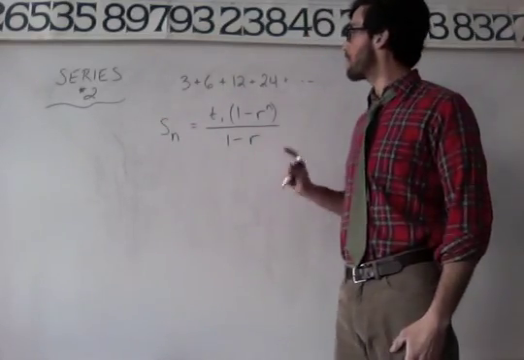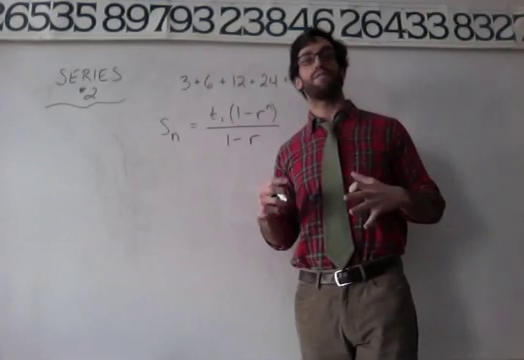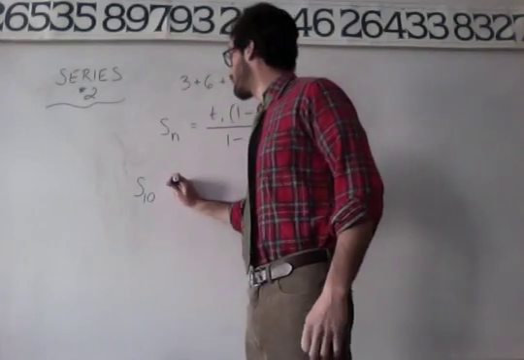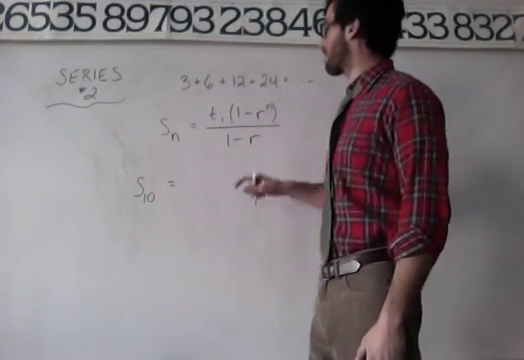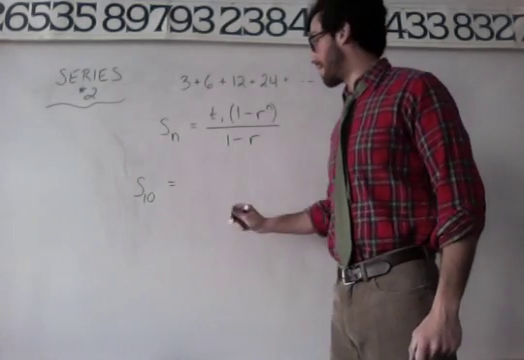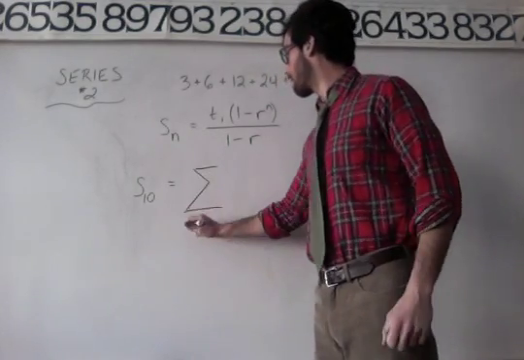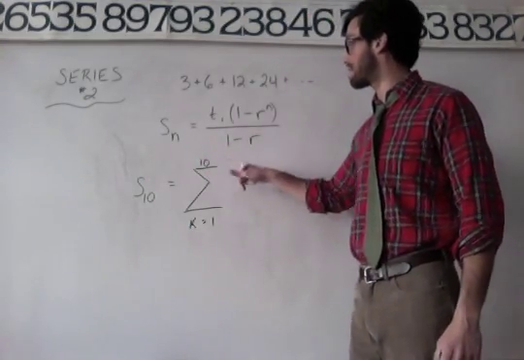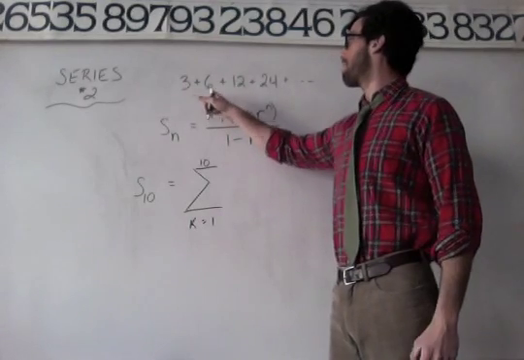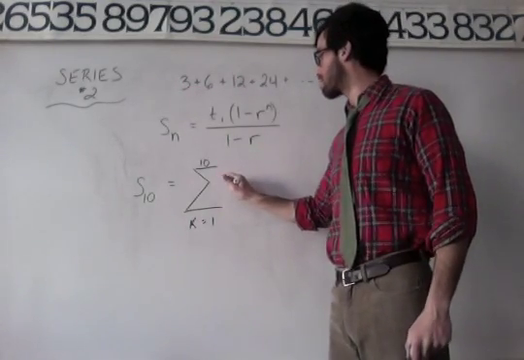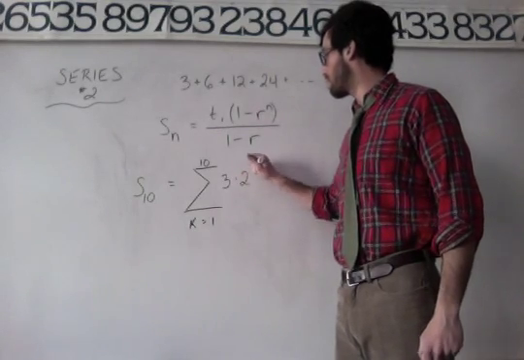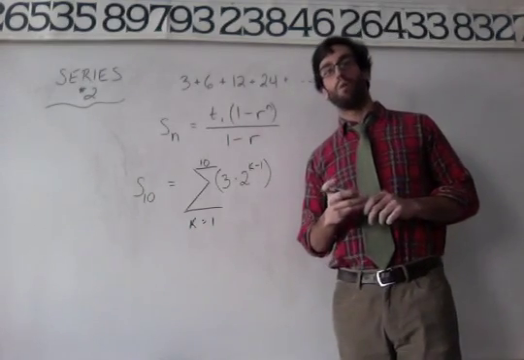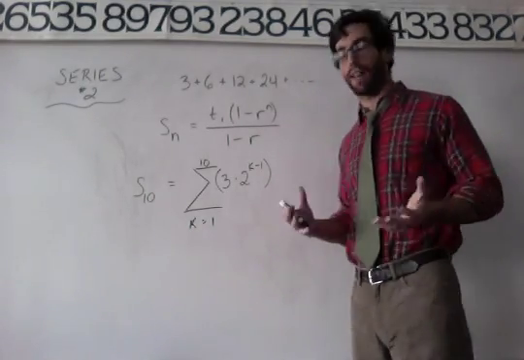So say we wanted to find the sum of the first, let's do 10 terms. Let's say find s sub 10 for this series. In other words, that could have been written like this: sigma k equals 1 to 10. In this case, we've got a geometric series, so t sub 1 is 3 times the ratio 2 to the k minus 1 power. That is what our sigma notation would look like in this case.